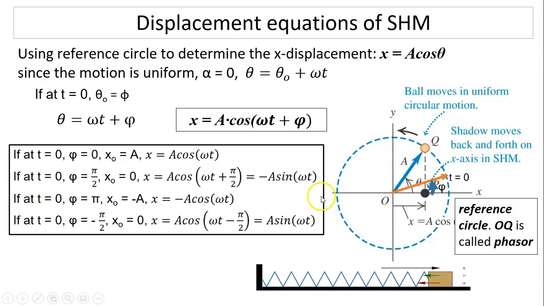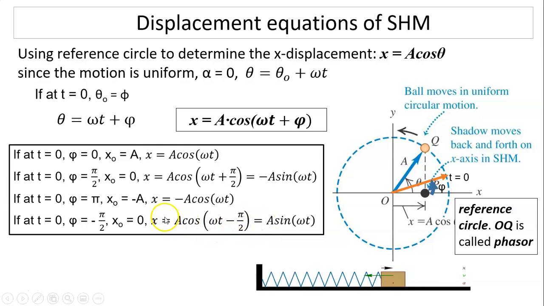If at t equals 0, you start all the way from the left here, then your equation will become negative a cosine omega t. X naught becomes negative a. Or in another case, you can start from here on the bottom. Your phi is negative pi over 2, moving to the right. In that case, again, your x naught equals 0, just like when phi equals pi over 2. But you're moving to the right, so the equation for x is simplified as a sine omega t.